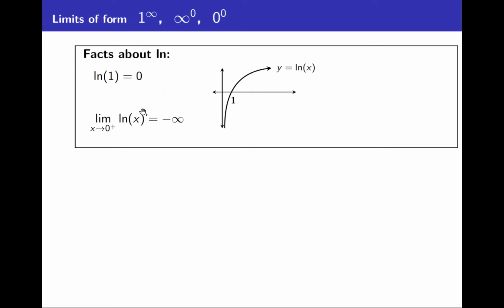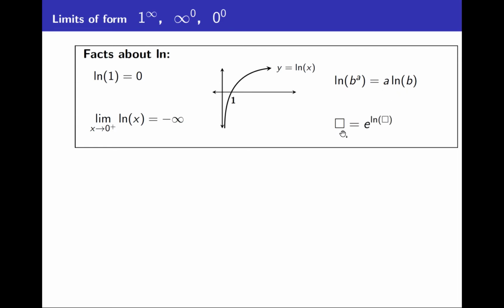And also, the limit as x approaches 0 from the right of ln is negative infinity. The graph just goes straight down. And remember, ln is not defined for negative numbers. Also, remember this property. This will be important. Ln of b to the a equals a times ln of b.